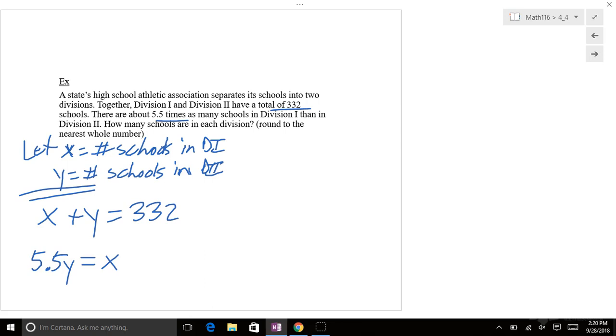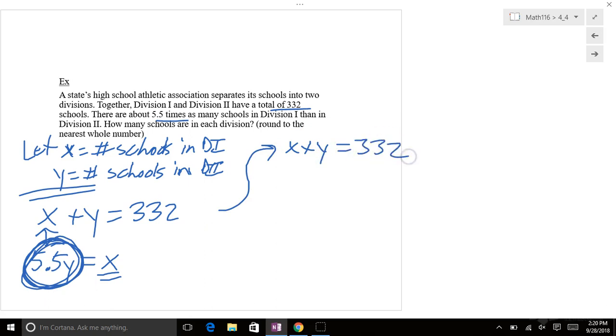Now anytime you have two variables, a variable x and a variable y, you better have two equations or it's not solvable, which we do. Now we're going to substitute and solve. Notice that x is all by itself: x equals 5.5y. So we're going to substitute it into the other equation. In x plus y equals 332, since 5.5y is equal to x, we can plug it in for x right there. This becomes 5.5y plus y equals 332.